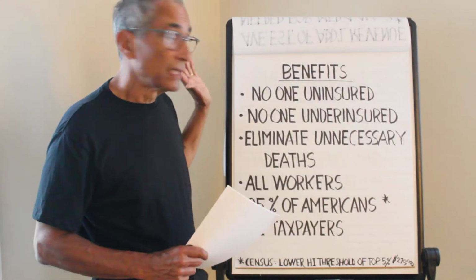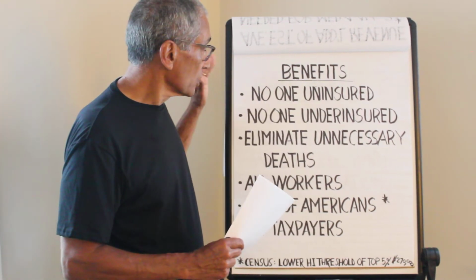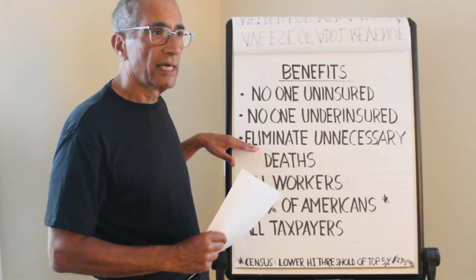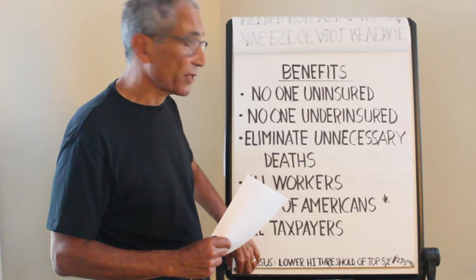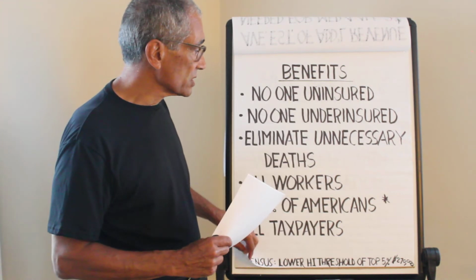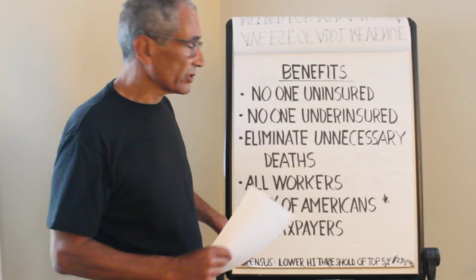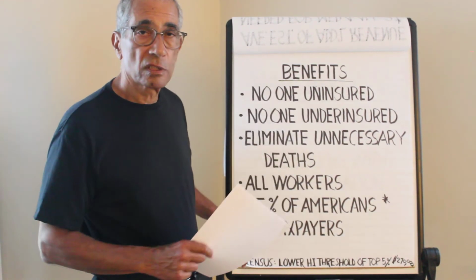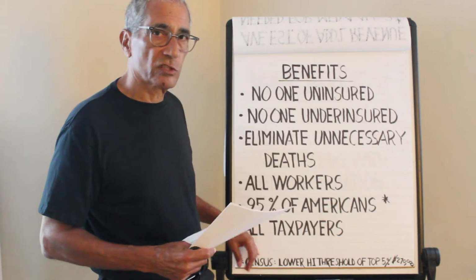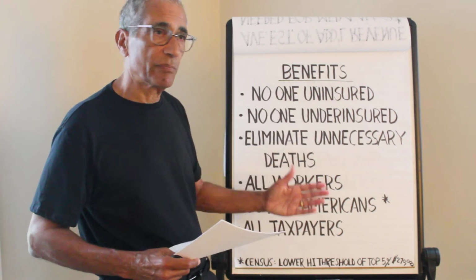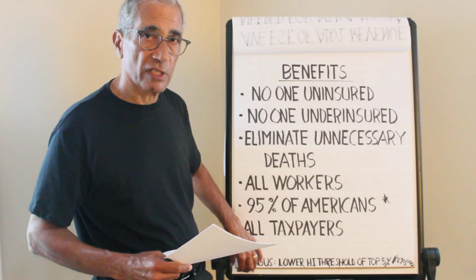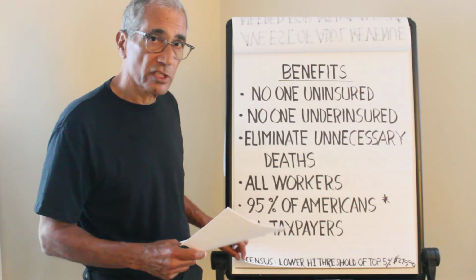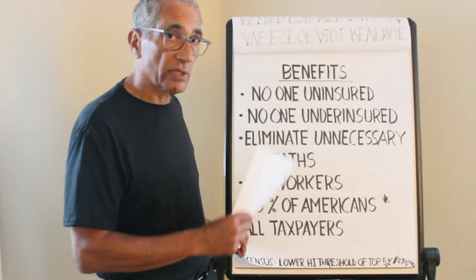Two benefits. No one would be uninsured, no one would be underinsured. It eliminates unnecessary deaths that are estimated at 40,000 deaths a year because of being underinsured, uninsured. All workers would benefit. One of the biggest benefits would be not being shackled to your job because it provides you with health insurance and another job may not. 95% of Americans would probably see a cash flow benefit, or close to 95%.